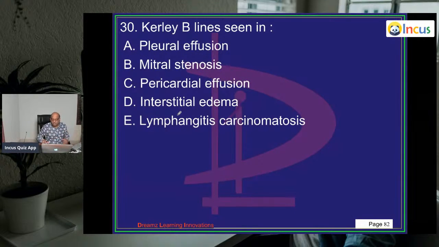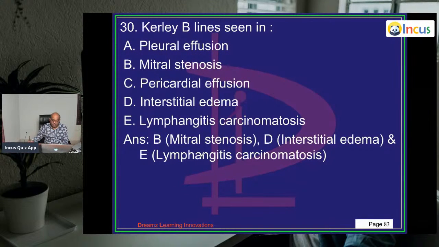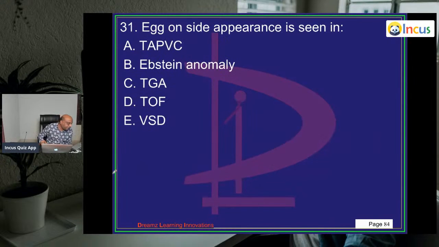So where do you see Kerley B lines, as we discussed in mitral stenosis? Even interstitial edema, lymphangitis carcinomatosis, any of them can lead to development of Kerley B lines.